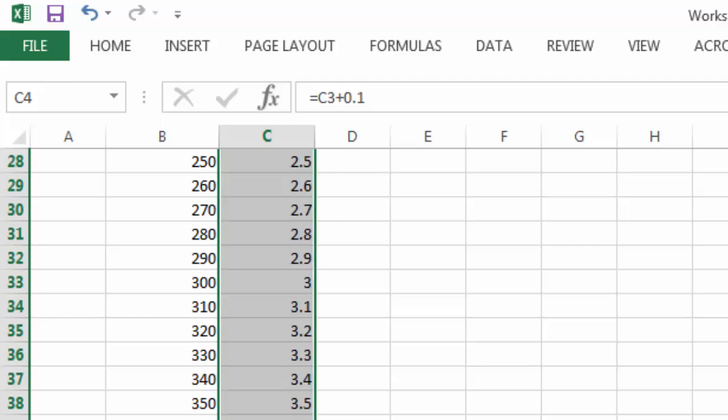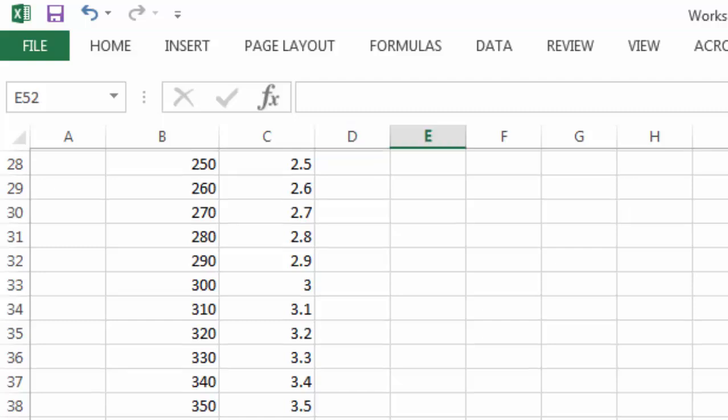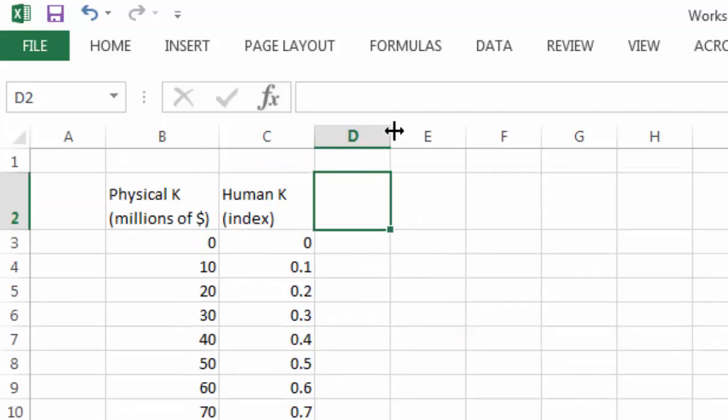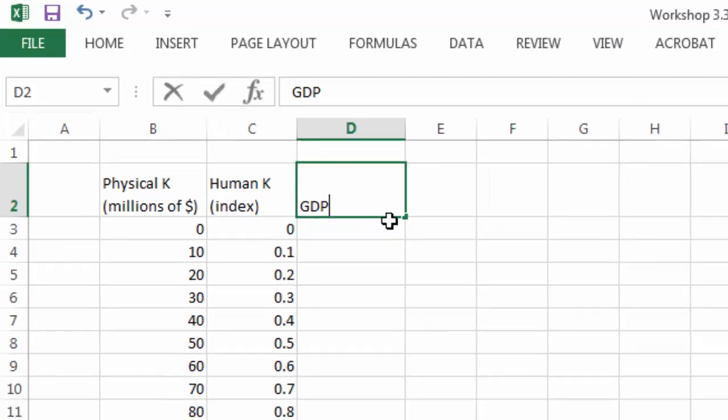So I've got physical capital going from 0 to $500 million worth, and I've got the index number going from 0 to 5. And now we can use those in a really basic production function to say, as those grow, what happens to output? So we'll call this output, or GDP.